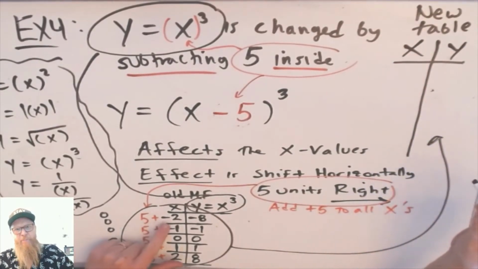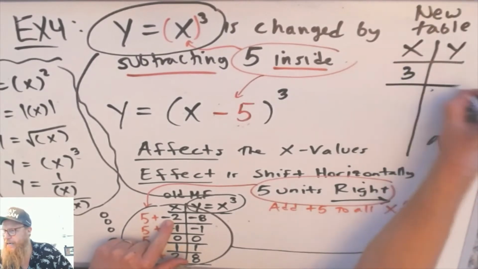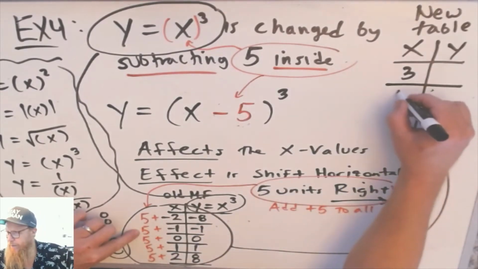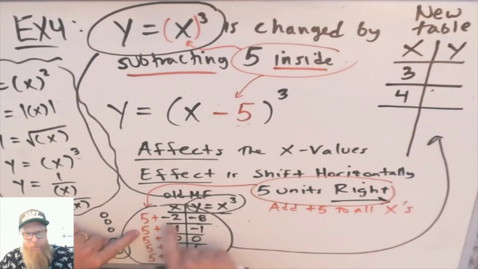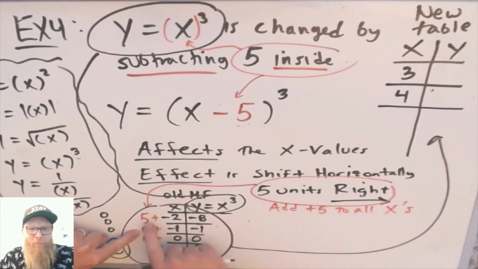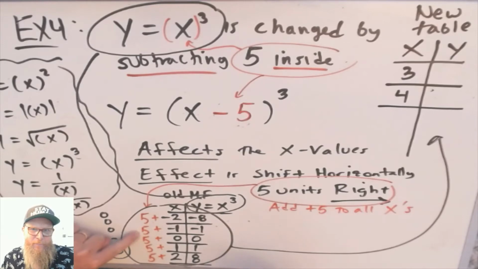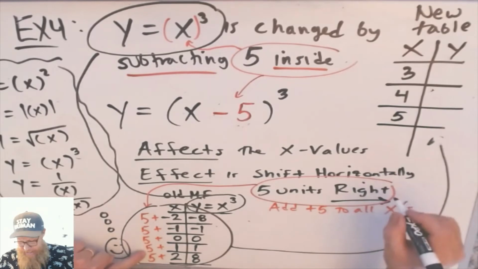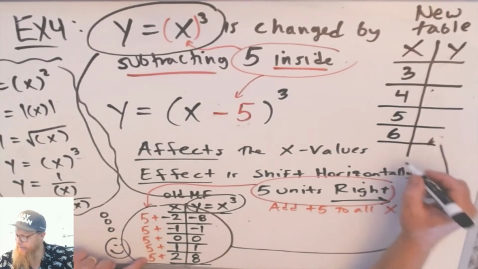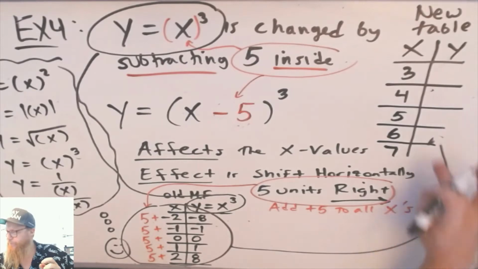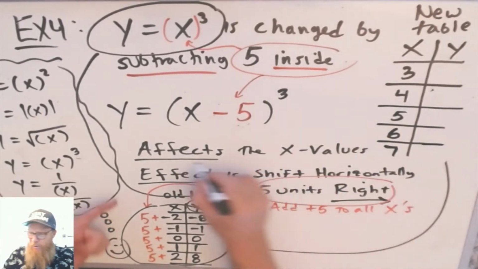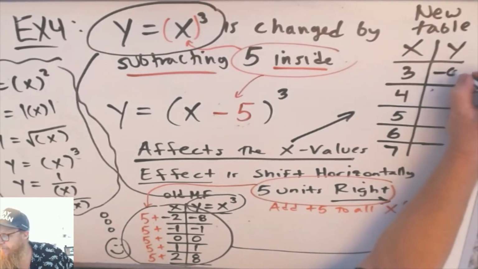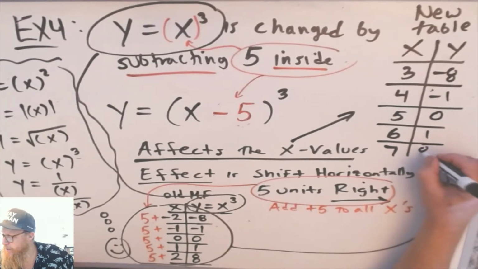So 5 plus -2, that's 3. I know that's a long jump right there. We can handle it. 5 plus -1, that's 4. By the way, notice I'm saying add, but what am I actually doing? 5 minus 2, yeah. Here's where you actually start adding. 5 plus 0, that's 5. 5 plus 1, that's 6. 5 plus 2, that's 7. Since it only affects the x values, the y values are going to stay the same. -8, -1, 0, 1, and 8.